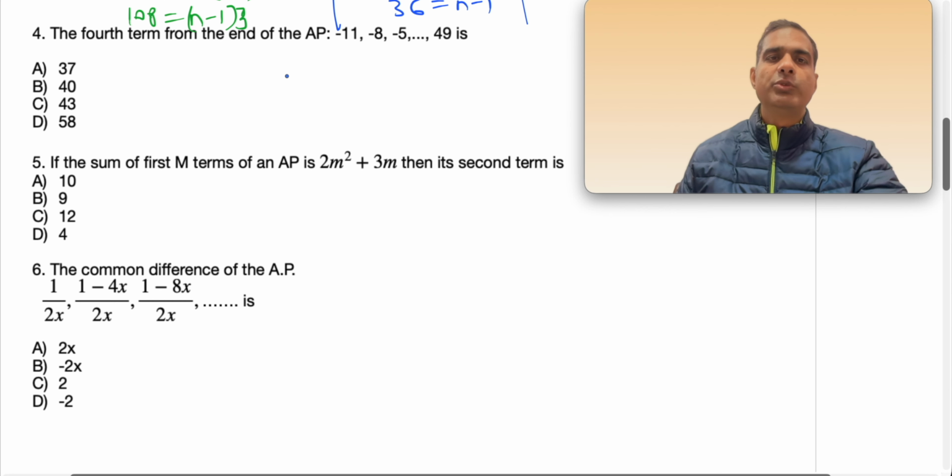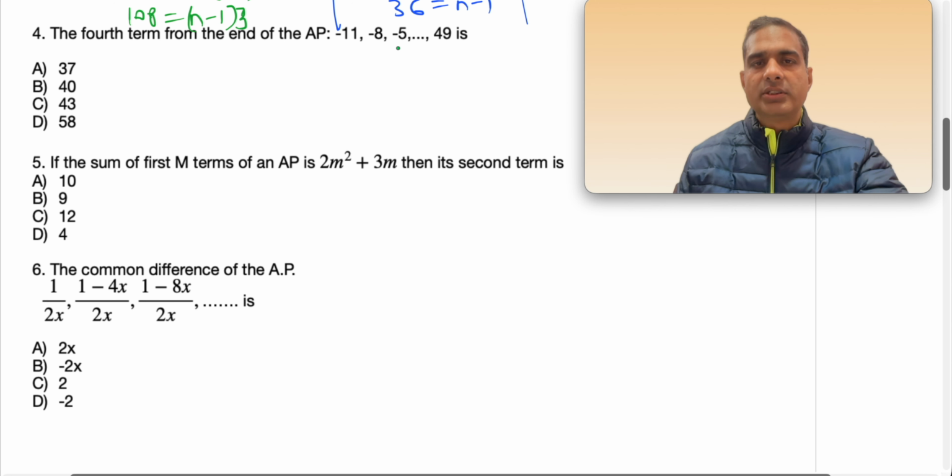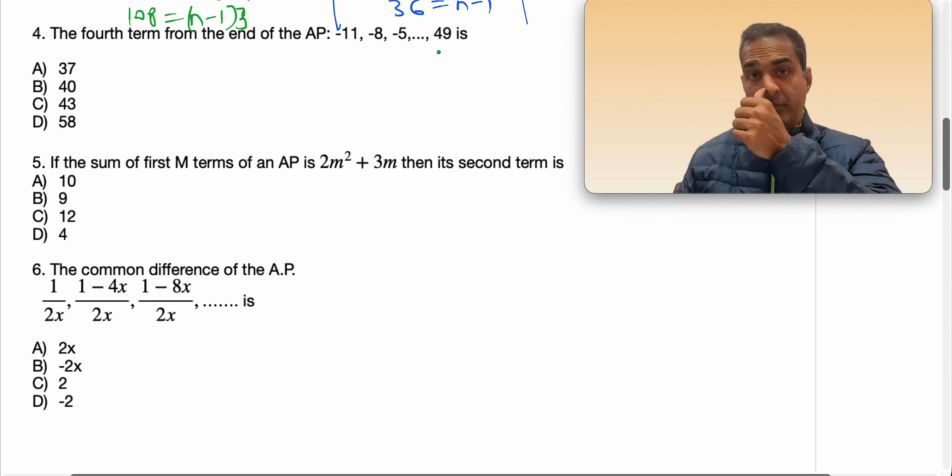Okay, so moving to question number 4. The fourth term from the end of the AP. So we have to be cautious here. It is not asking for the fourth term from the beginning. It is asking for the fourth term from the end. So if there is any arithmetic progression, if it is an AP from the beginning, then it will be an AP from the end also.